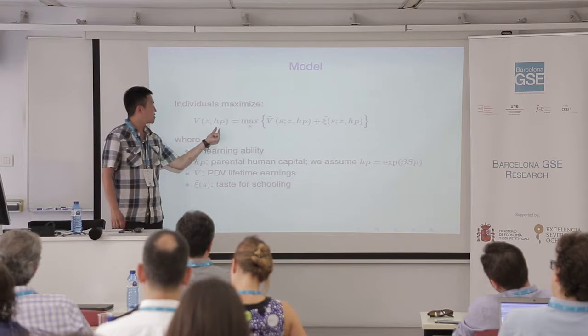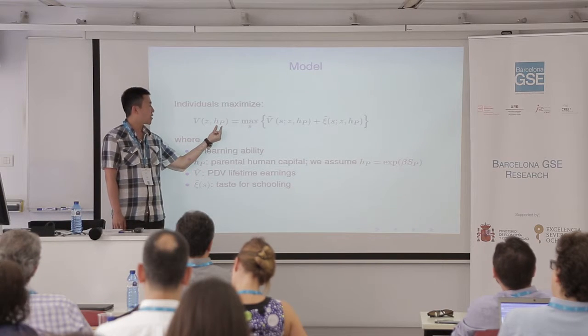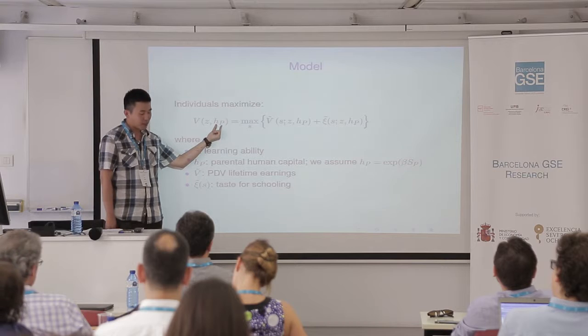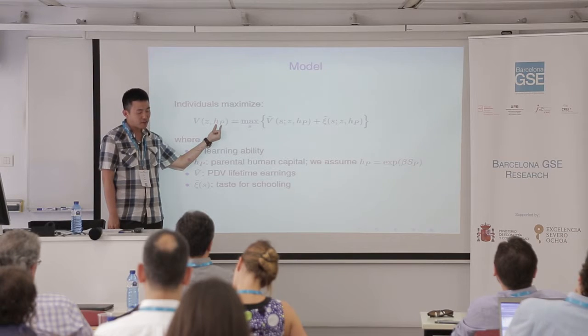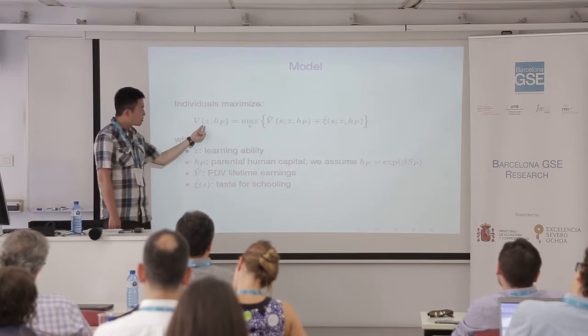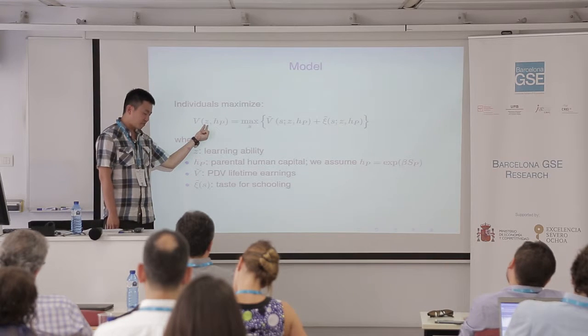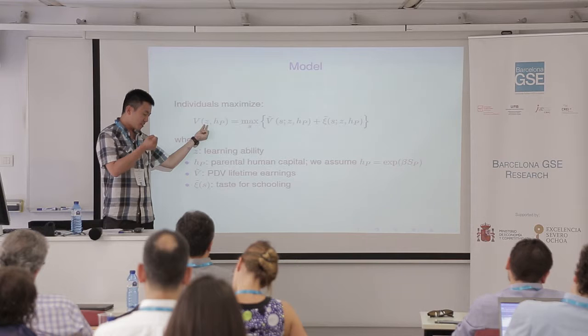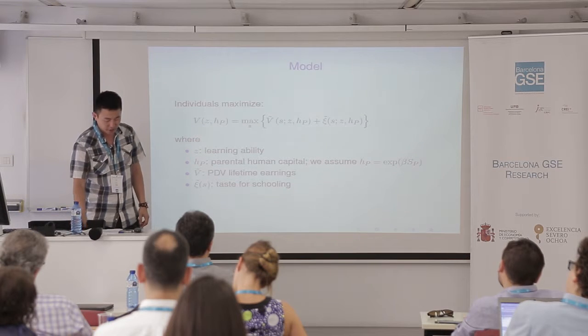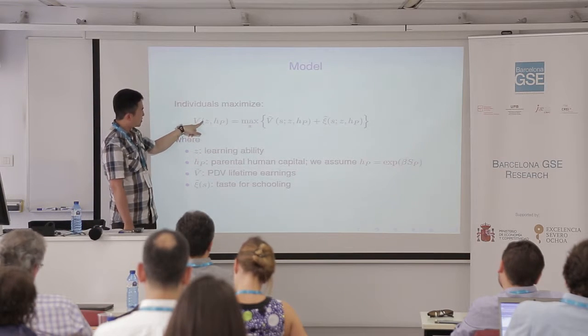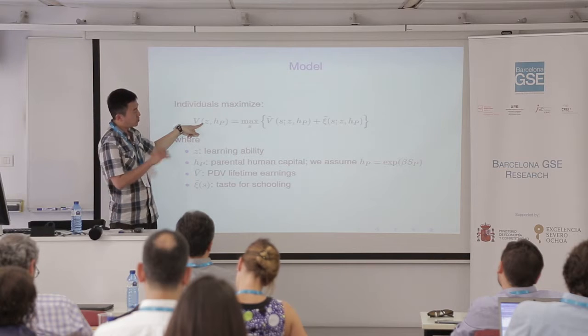So parents enter as a state here, which I'm going to denote as HP. This is going to be a stand-in for parental schooling or parental human capital. And Z is going to be a child state, which he's just endowed with when he's born. This is going to be a child's learning ability, basically how fast he is in accumulating human capital.